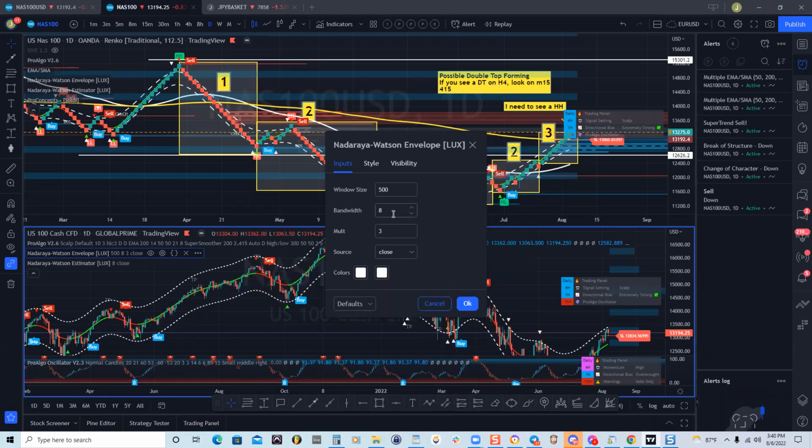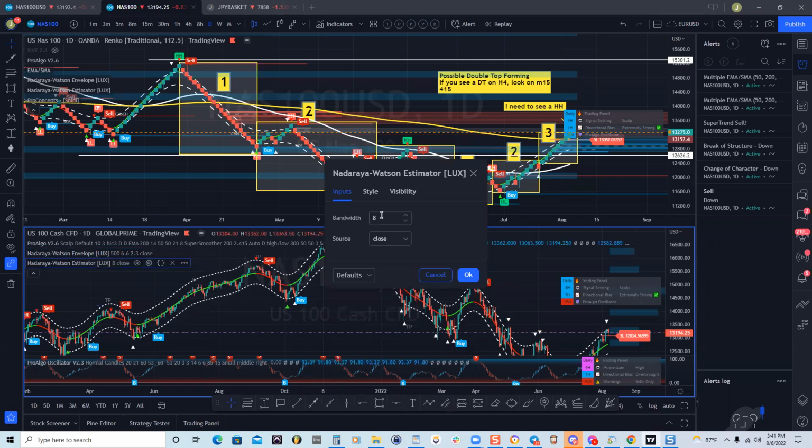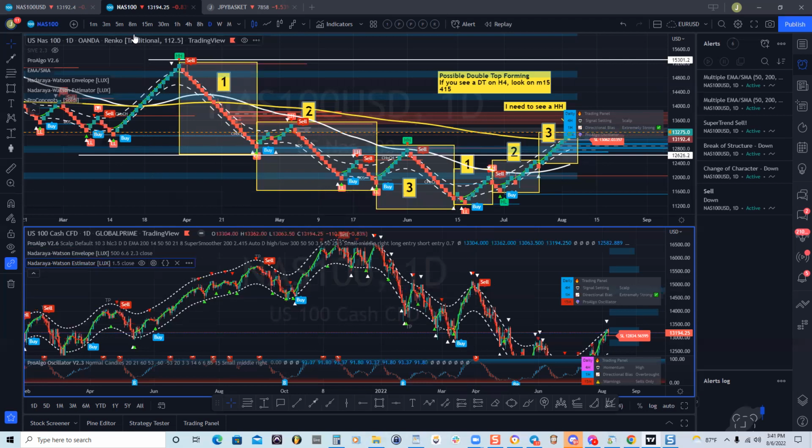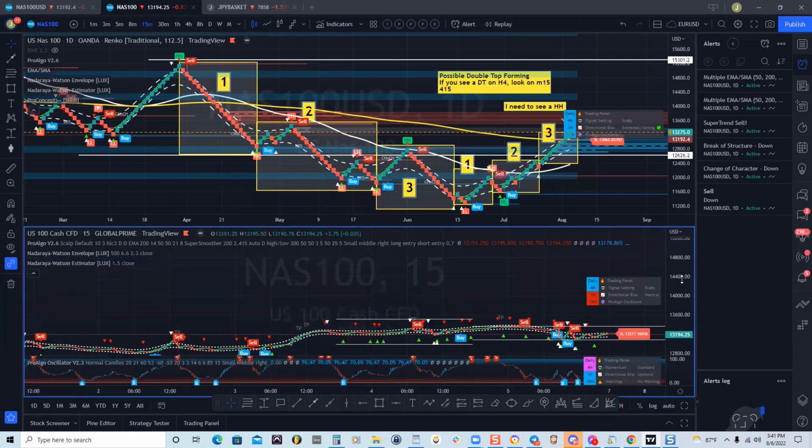So bandwidth, once set that to 6.6 and 2.3 on the multi. And go to the estimator. We're setting that at 1.5. Yeah. So you trading off the Bollinger Bands? It's not Bollinger Bands, but it's similar to Bollinger Bands, right?